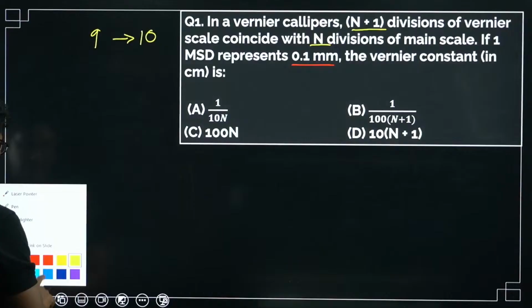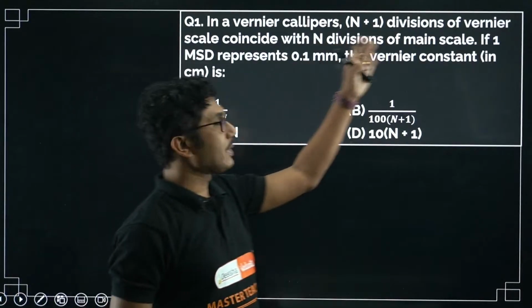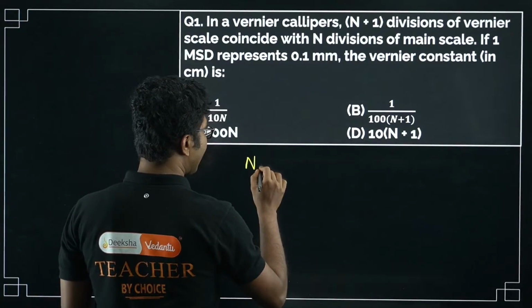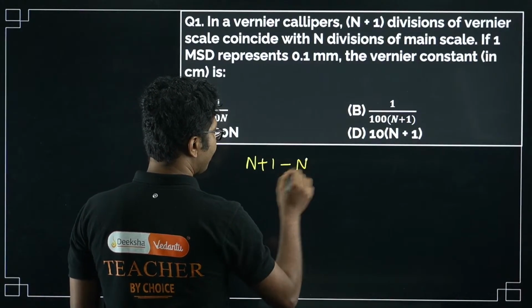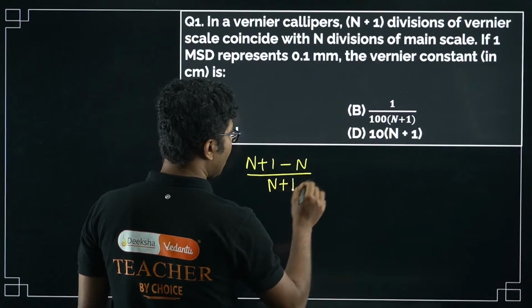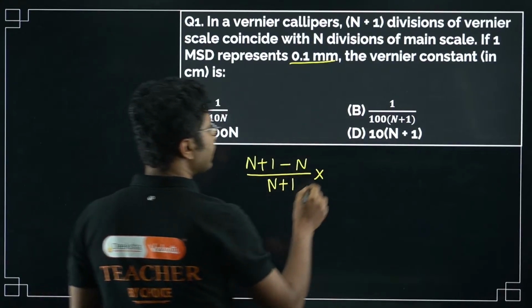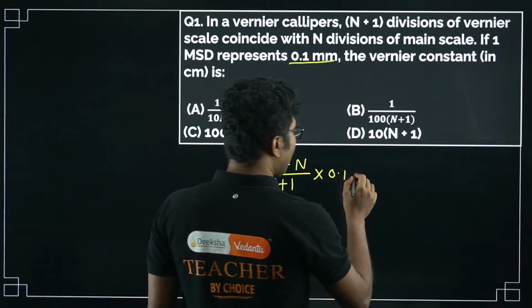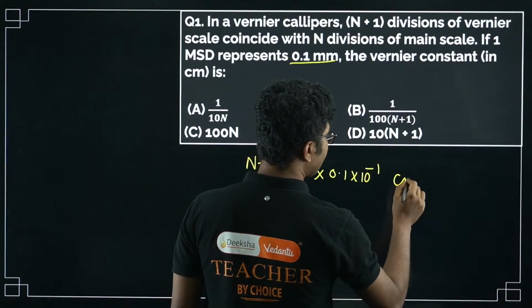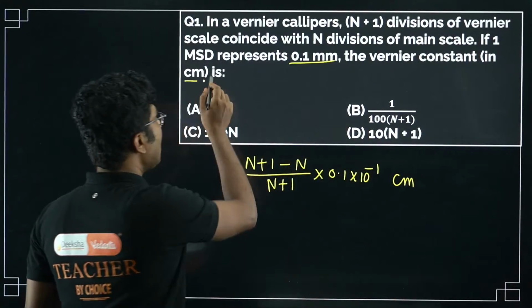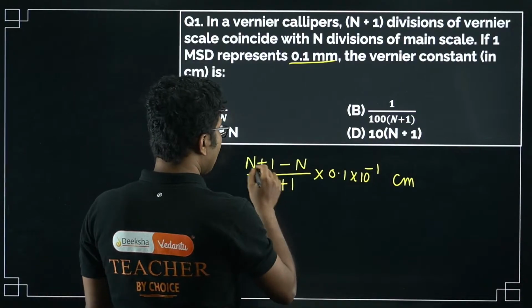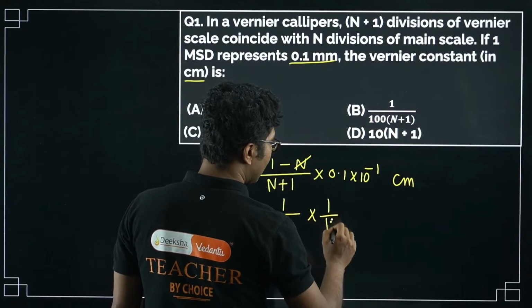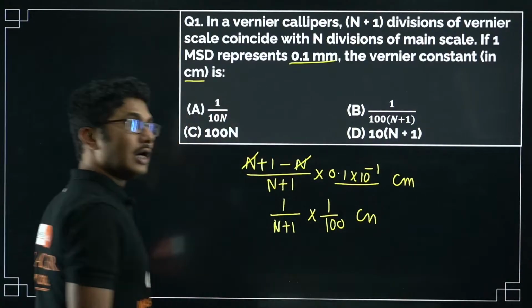But here it is independent of that. So they have given n+1 coinciding with n divisions. So what do you have to do first? You have to do (n+1 minus n) divided by (n+1) times the main scale division, which is given as 0.1 millimeter. 0.1 millimeter means 0.1 into 10 to the power of -1 centimeter. You have to convert it into centimeter, because the answer is asked in centimeter, right? So n cancels, and you get 1 by (n+1) into 1 by 100 centimeter. This turns out to be 1 by 100, right?